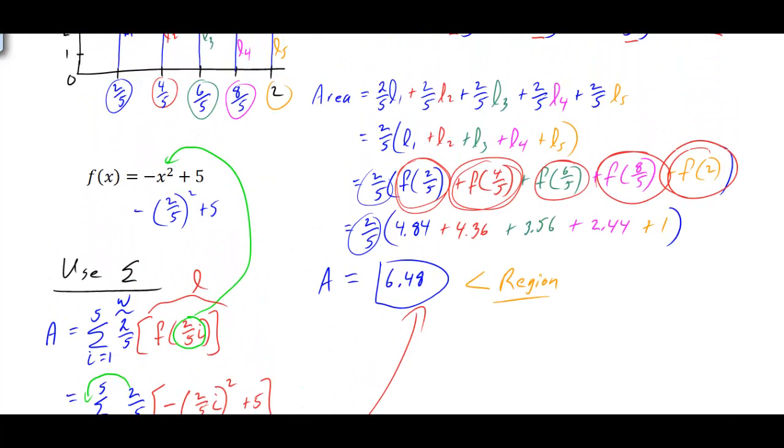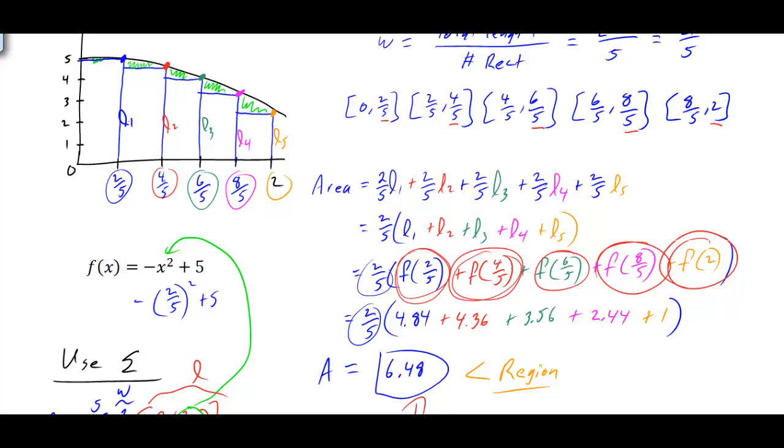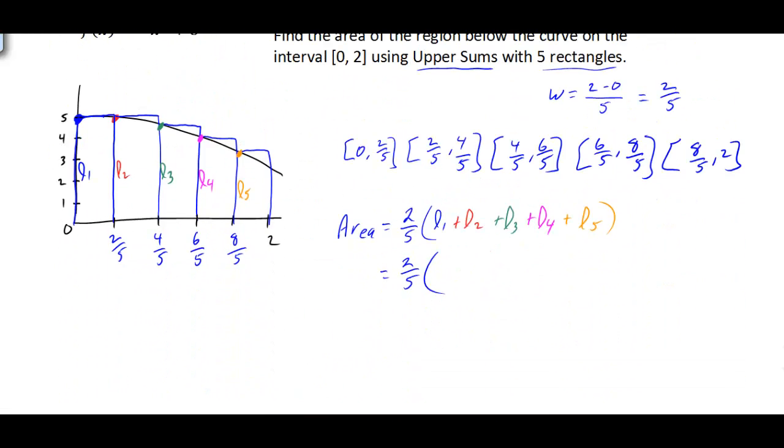We had to take each point for L1 and plug that into the function. So we know that we used the right endpoint here as 2/5, so we evaluated the function f at 2/5. And then for L2, we evaluated the function at 4/5. So now notice we're going to do the same thing, but where up here we were using the right endpoint, we went 2/5, 4/5, 6/5, 8/5 to 2. Notice what's going to happen now. We're going to start at 0 and then go to 2/5, then go to 4/5.